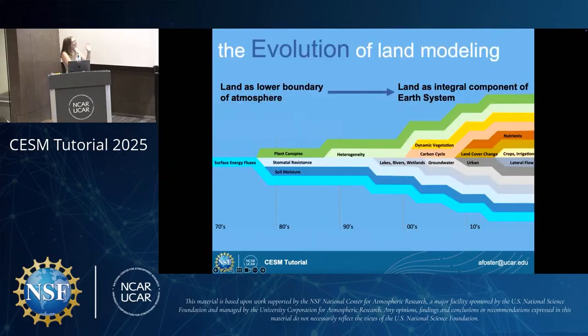Okay, so as I said, we're definitely getting better, but we're also getting more complex over time. In the beginning, in the 70s, land was seen as just a lower boundary condition of the atmosphere. We just wanted it to be green, sometimes not green, other times, right? But then we added plant canopies, maybe some stomatal resistance, soil moisture. Dynamic vegetation came in the early 2000s. Now we're interested in nutrients, crops, lateral flow of moisture. So we're getting much more complex, and now we see land, or at least I see land, as an integral component of the Earth system.